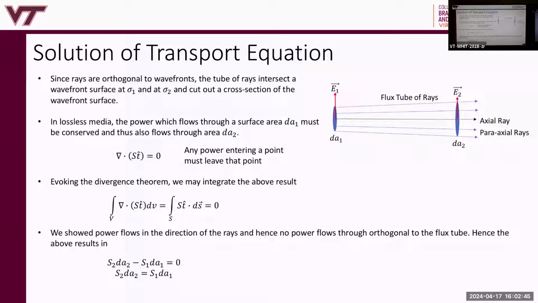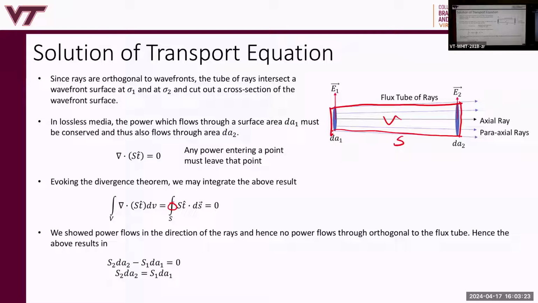All right, so invoking the divergence theorem, we can integrate the above result. We integrate throughout the volume V of this flux tube of rays, for example, that goes from here to here. So we integrate over this volume V, which has surface S. The integral throughout the volume of the divergence of S_t dV, we can write using the divergence theorem as the closed surface flux integral through the surface. So this really should have a circle like that, right? S_t dotted with dS, where dS is the outward normal. That has to equal 0.